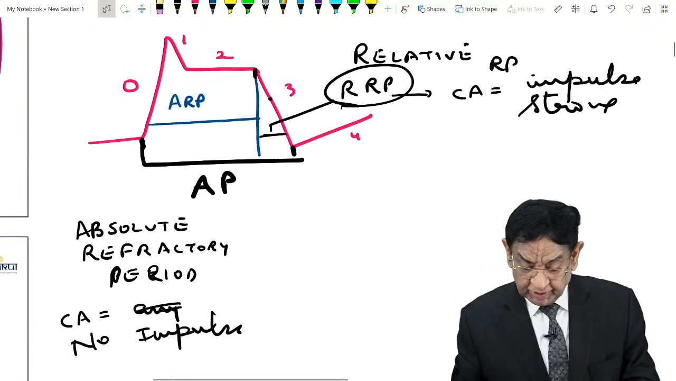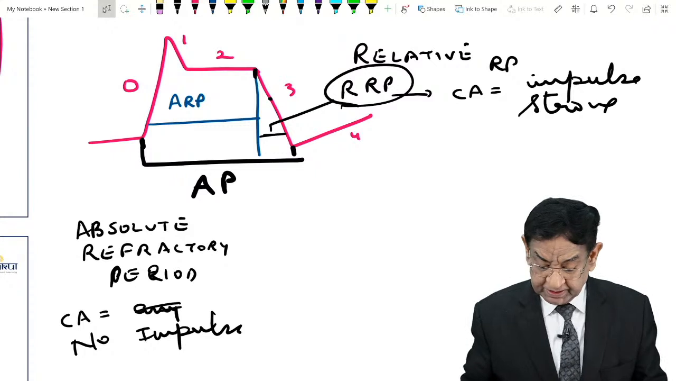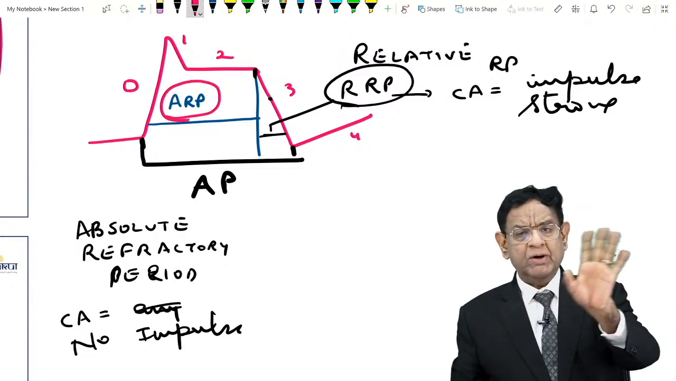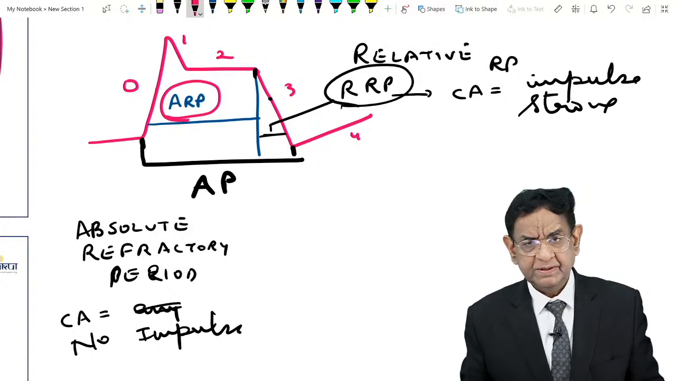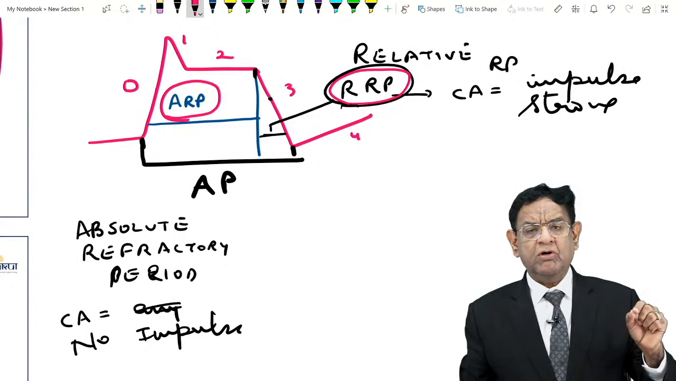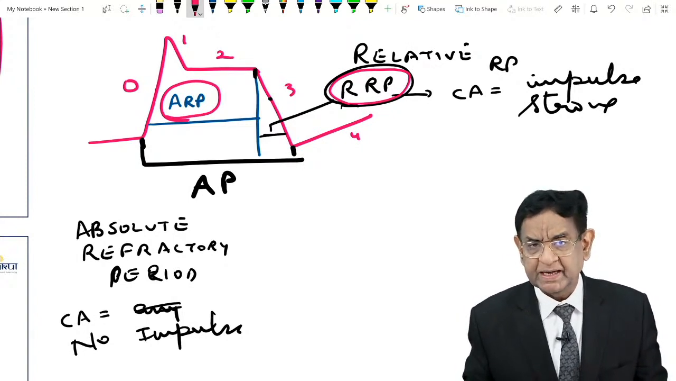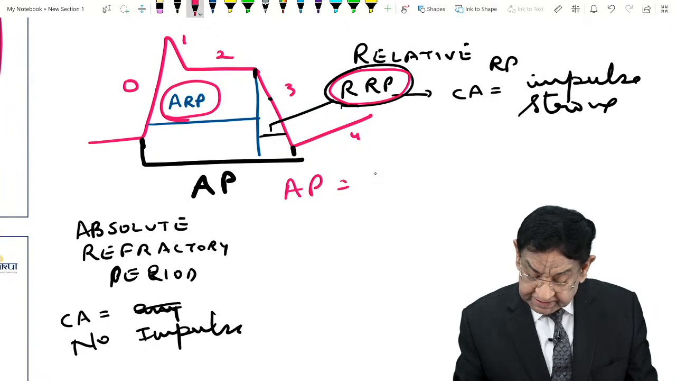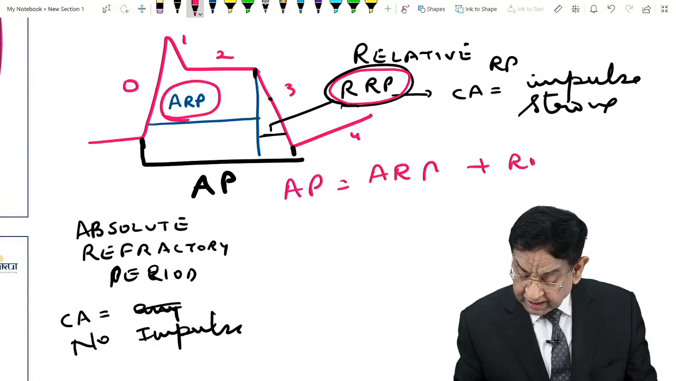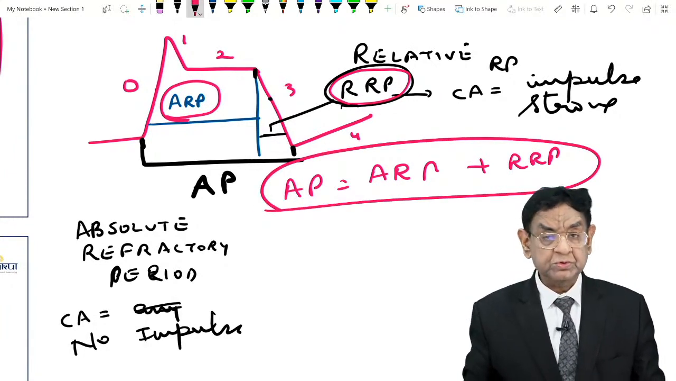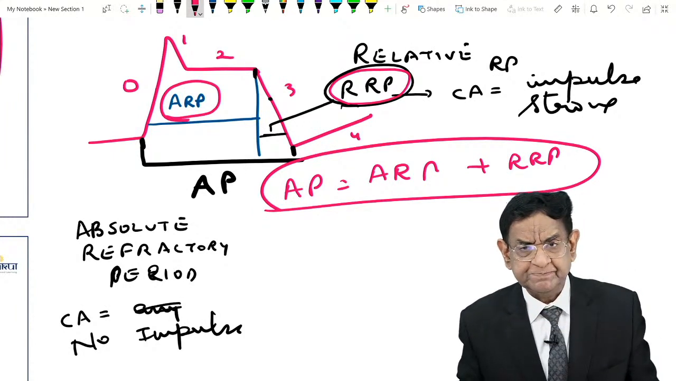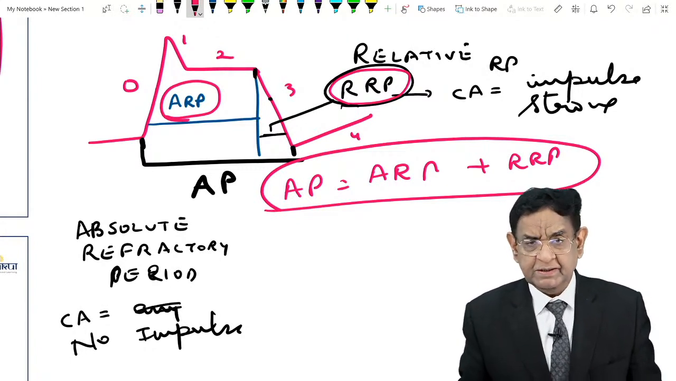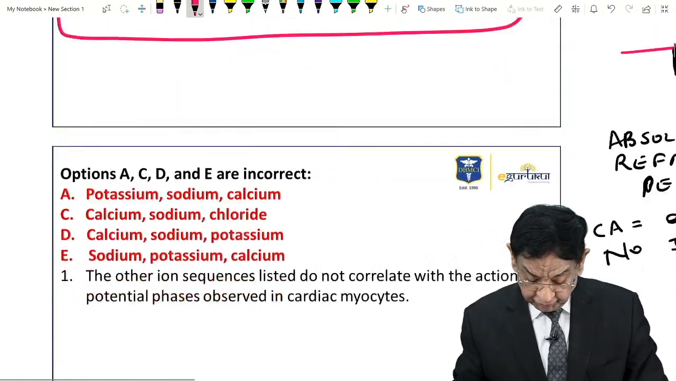So friends, what are the keywords to be remembered in this particular slide? We got absolute refractory period, and no amount of impulse can generate any arrhythmias. We have a relative refractory period, a very strong impulse can generate arrhythmia. And the action potential is a sum of ARP plus RRP. This is the summary. So three keywords: absolute refractory period plus relative refractory period constitute action potential in a cardiac tissue. With this background, we move further.